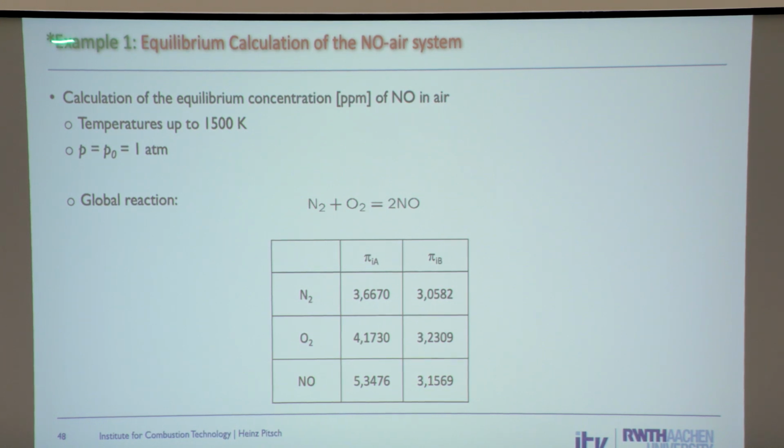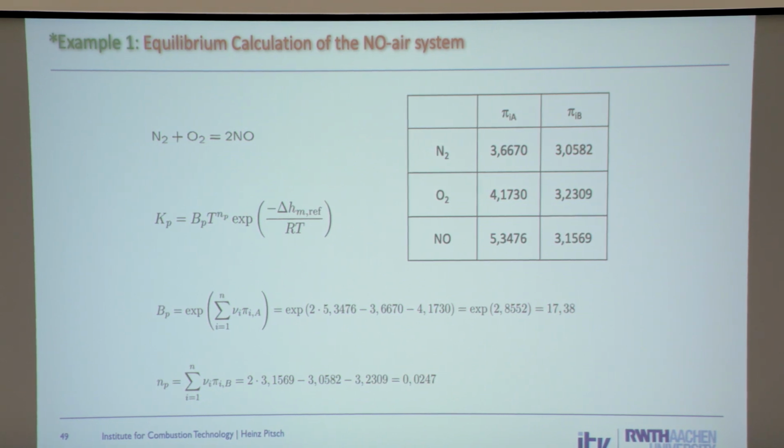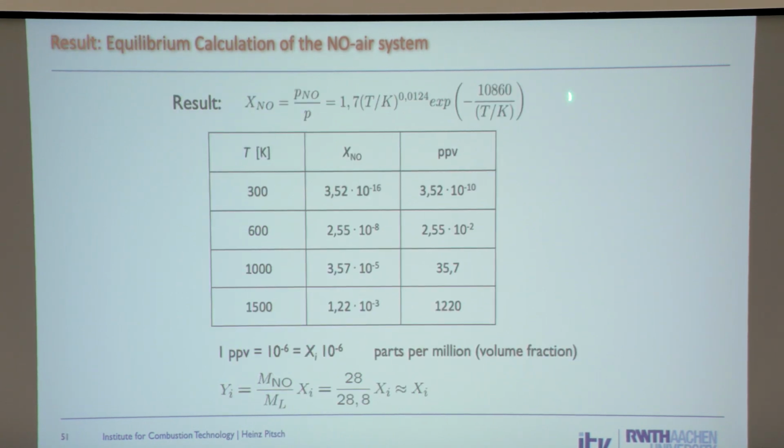And this shows an example here. We are not going to go through this example. This shows an example, N2 plus O2 goes to 2NO, okay? So you have these pi values here, you just plug them in. It's very easy. It's really just back of the envelope. Except for this exponential, I guess you need a calculator. And then at the end of the day, we get an expression here for the mole fraction of NO. And that's the result here.